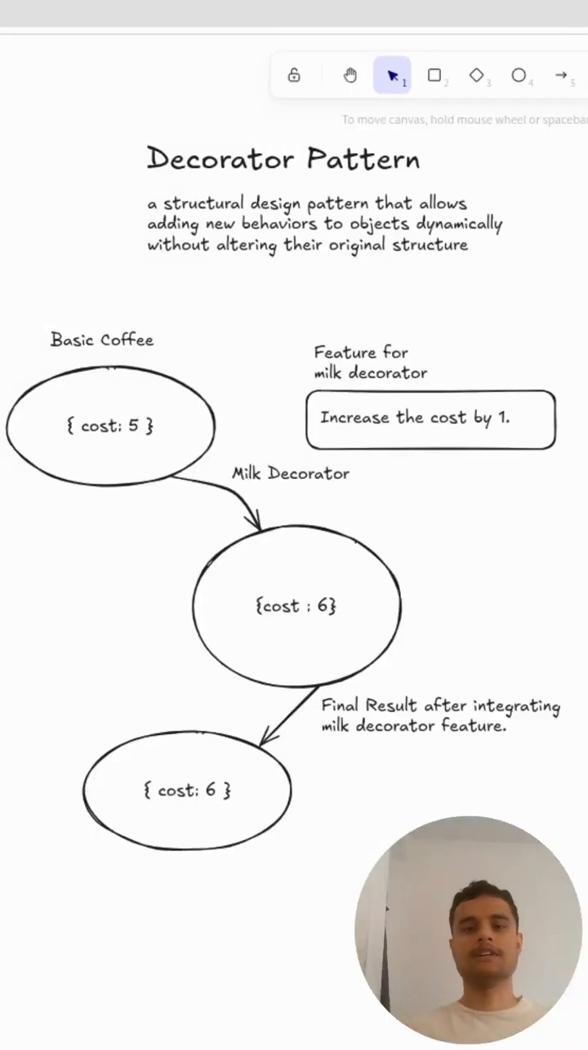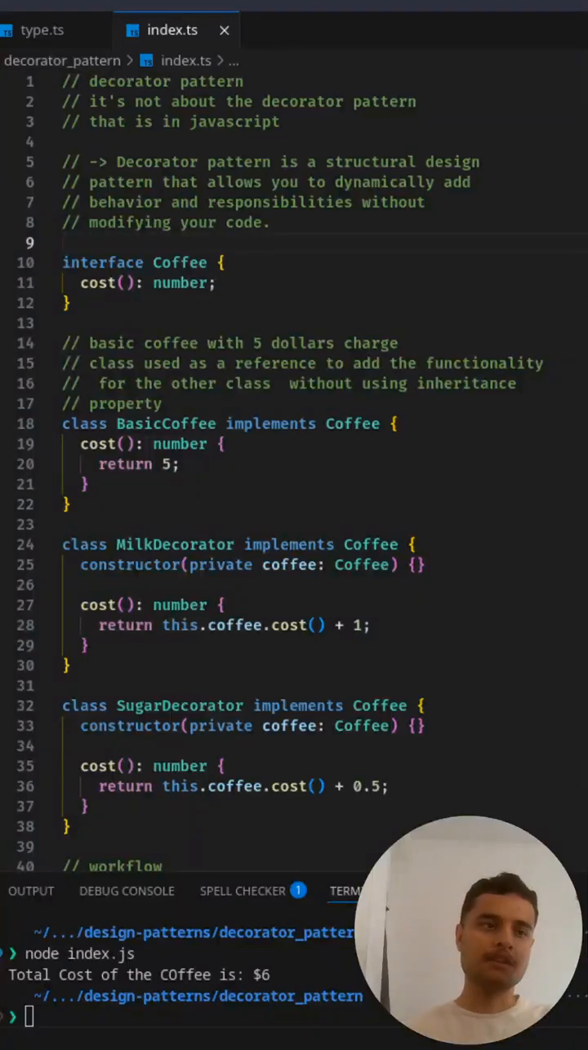So, decorator pattern. A decorator pattern is a structural design pattern that allows adding new behavior to an object dynamically without altering the original structure. What does that mean? Basically, instead of modifying the original class or creating numerous subclasses to accommodate different combinations of features, the decorator pattern utilizes wrapper objects that implement the same interface as the original object.